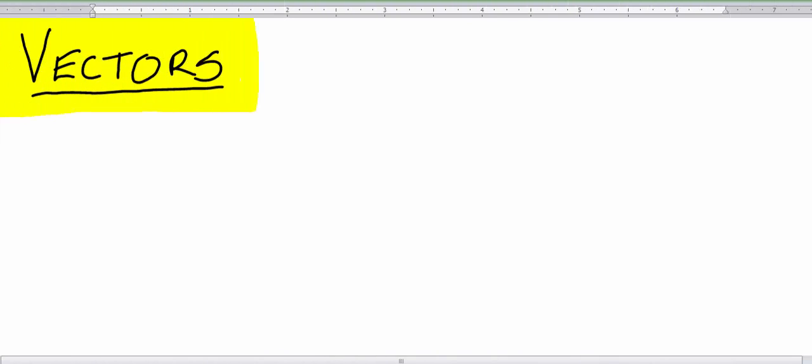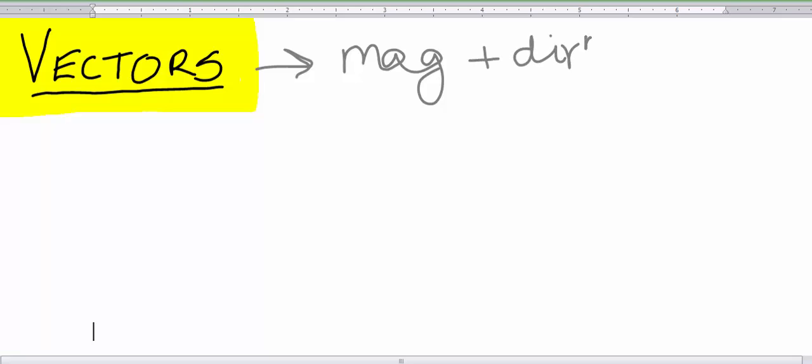So today I'll teach you something about vectors. Vectors are those physical quantities that have both a magnitude as well as a direction. The contrasting quantities, that is the scalar quantities, only have a magnitude but no direction. Okay, let's see an example.